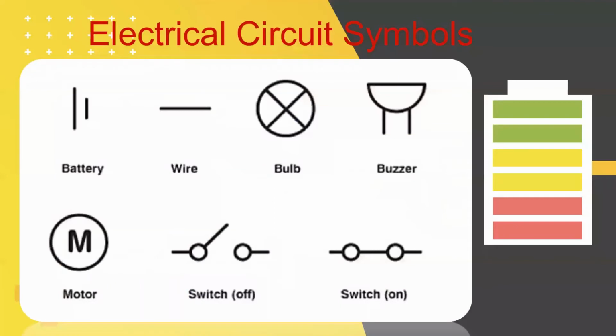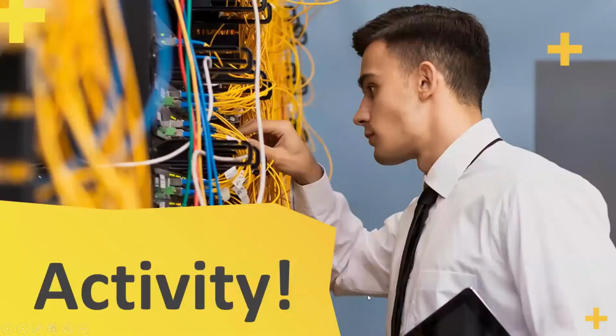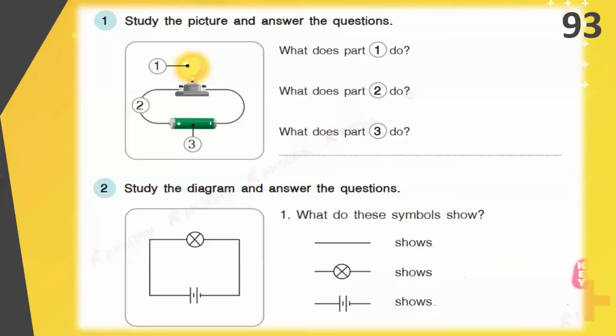So again, these are the electrical circuit symbols. We have the battery or the cell, the wire, the light bulb, the buzzer, the motor, the open circuit, and the closed circuit. So now let's proceed to our activities. Please open your book to page 93. It says here, study the picture and answer the questions.